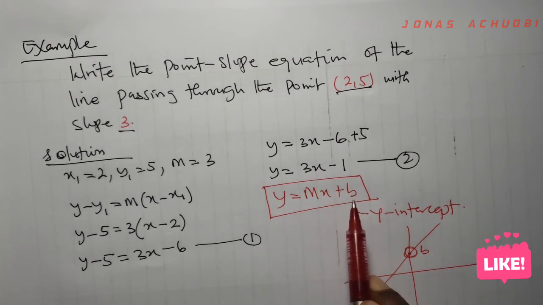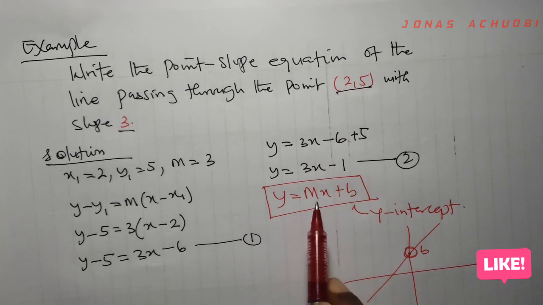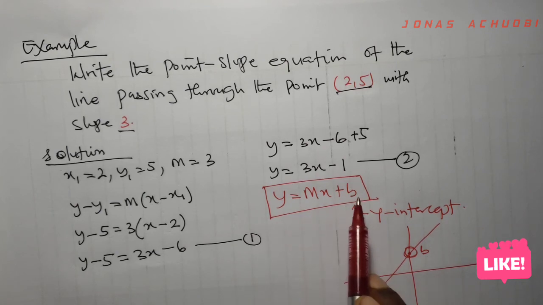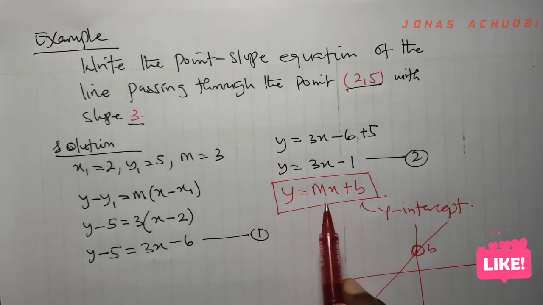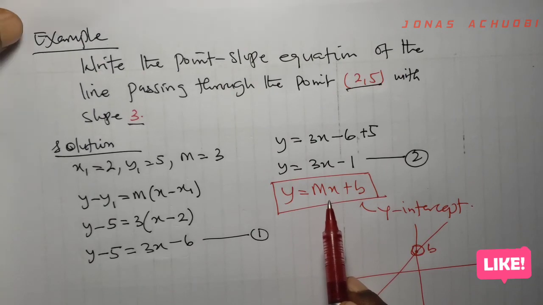What do you observe here? We observe that we got the slope-intercept form from the point-slope form by just rearranging the terms of the point-slope form, and it gives us the slope-intercept form.